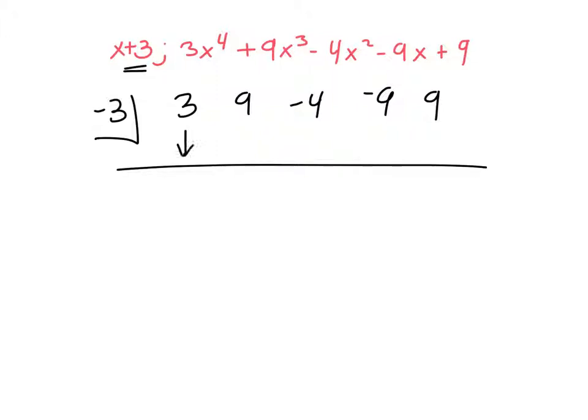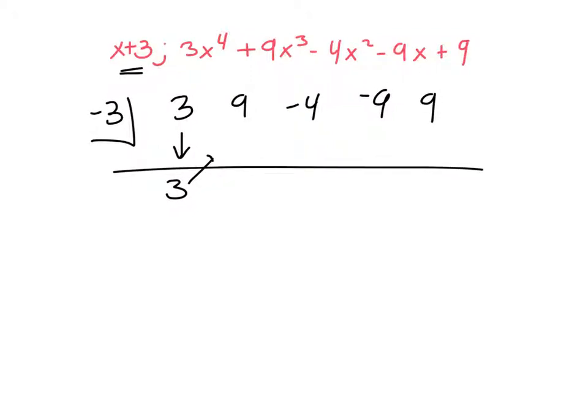Drop the 3, 3. Negative 3 times 3 is negative 9. Negative 9 plus 9 is 0. Go up. Negative 3 times 0 is 0. Negative 4 plus 0 is negative 4. Negative 4 times negative 3 is positive 12. Negative 9 plus 12 is 3. Negative 3 times positive 3 is negative 9. The remainder is 0.